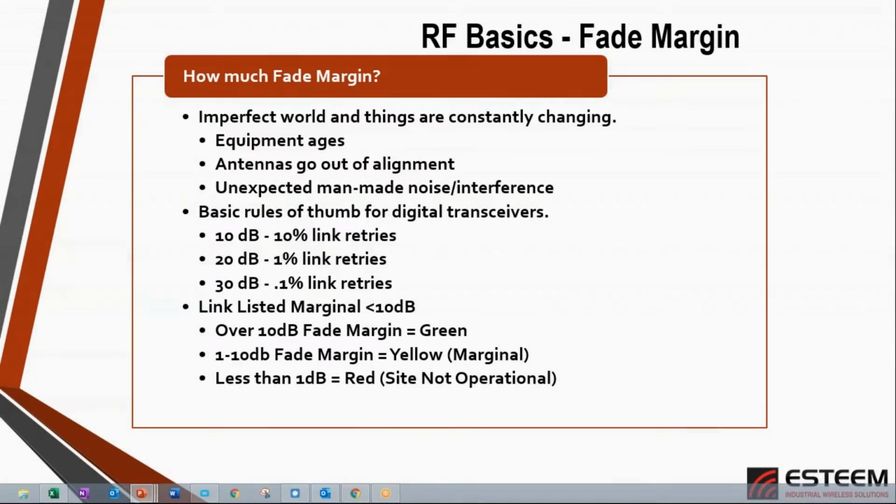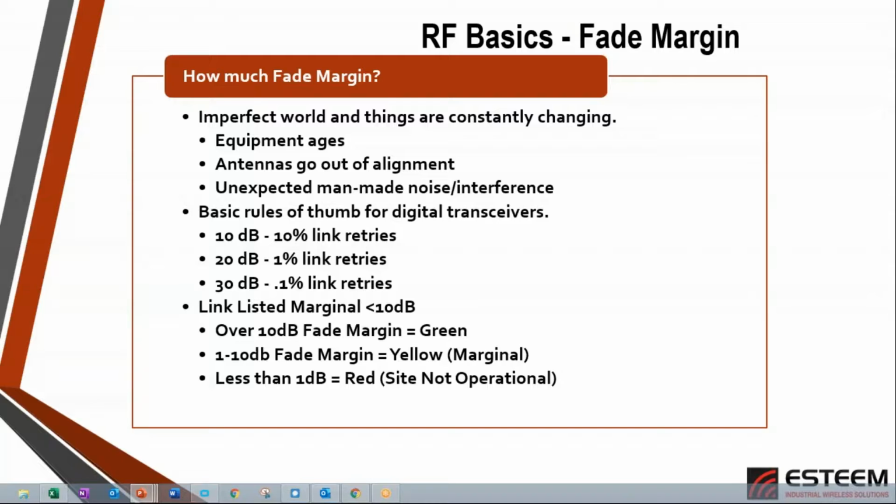The big thing is we need to understand that we're putting this into an imperfect world, and things are going to be constantly changing. Equipment ages, whether it be in the antenna, the coax, or the hardware itself. So what will happen is that you will over time not get as much signal as you had when it was first installed.